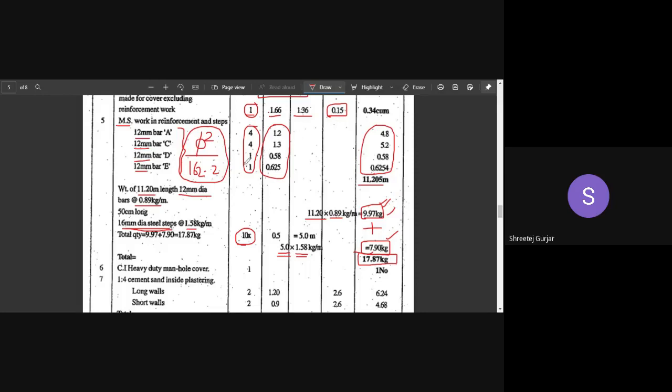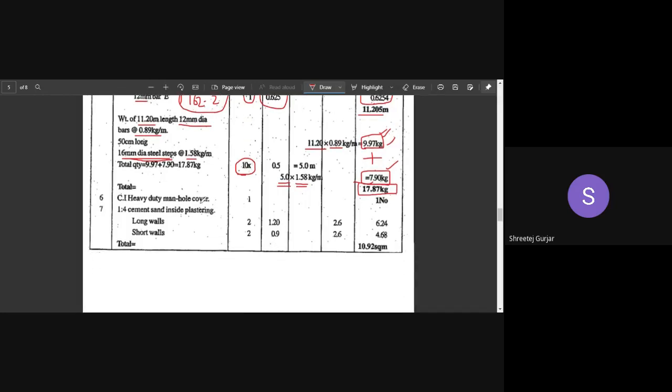Now, moving on. Last thing. One manhole cover is provided. Write one number; no need of any dimension. Write just a number: one number of manhole cover.